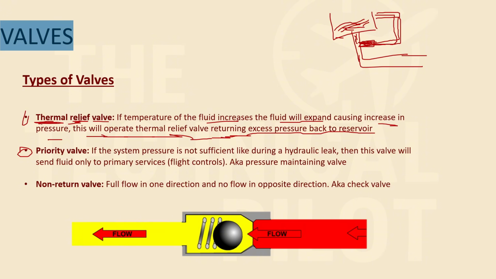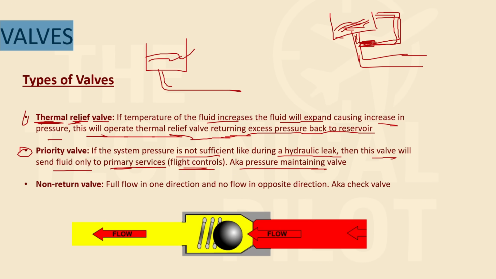Then we have the priority valve. As the name suggests, if the system pressure is not sufficient, like during a hydraulic leak, the valve will send the fluid only to the primary services, for example, the flight controls. It is also known as a pressure maintaining valve. For example, you have your reservoir, you have your hydraulic fluid, and there are two pipelines, this and this. This one is going to your primary services and this is going to your secondary services.